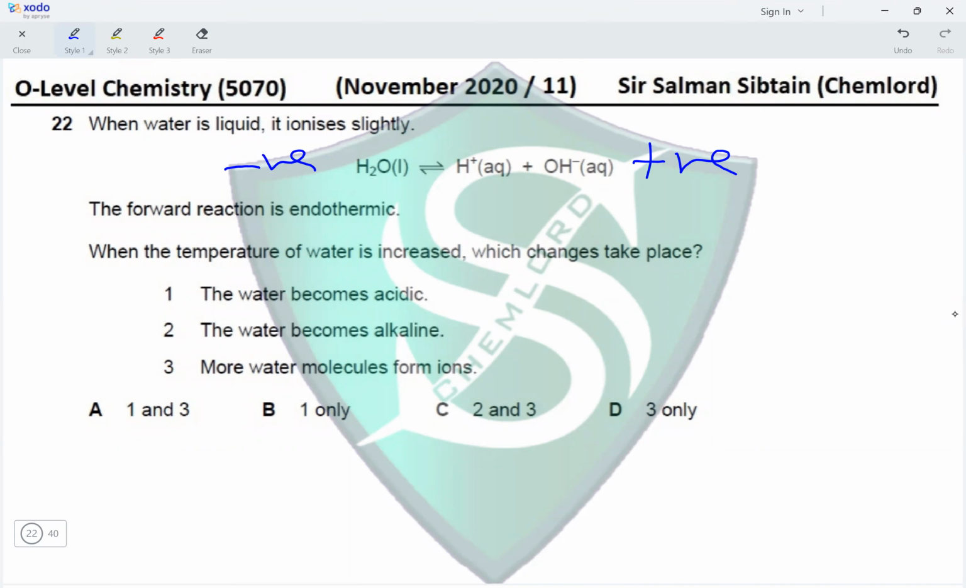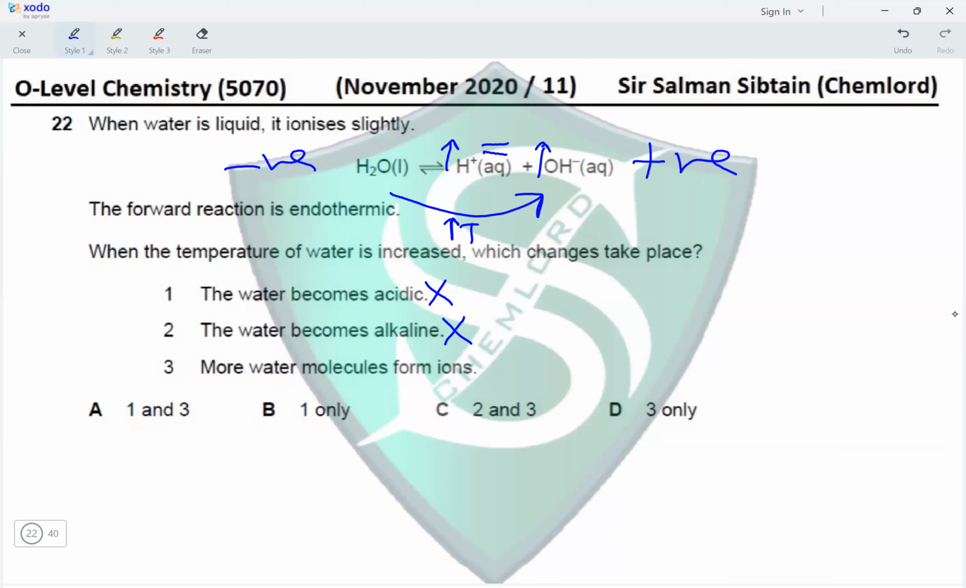Increase in temperature will favor the forward reaction, yes, but the water will not become acidic because if the concentration of H positive is increased, the concentration of OH negative also increases in equal proportion. So both of them remain the same even at a higher temperature when the forward reaction is favored. So the first statement is incorrect. Second one, the water becomes alkaline. Same issue. If the OH negative ion concentration is increasing, this will be equal to the increase in the H positive ion concentration. It will not become alkaline. The water stays neutral. More water molecules form ions.